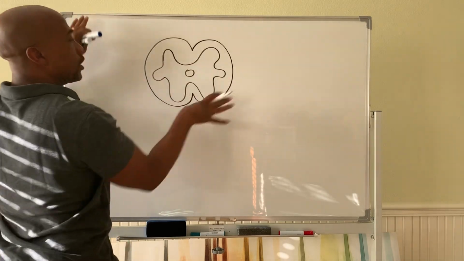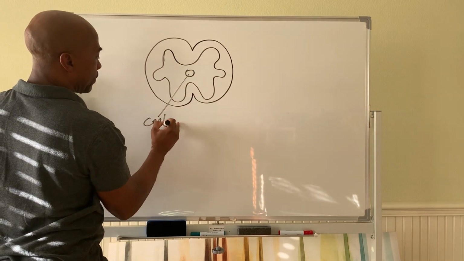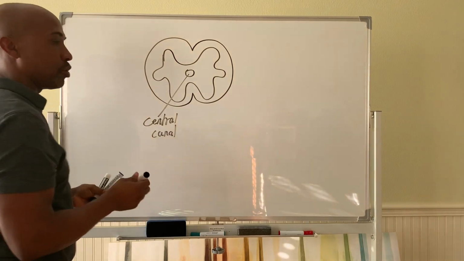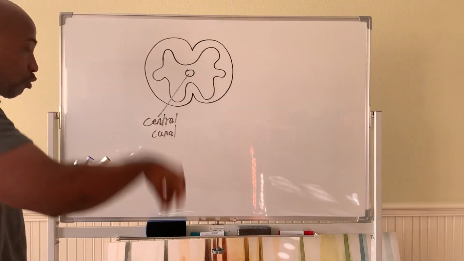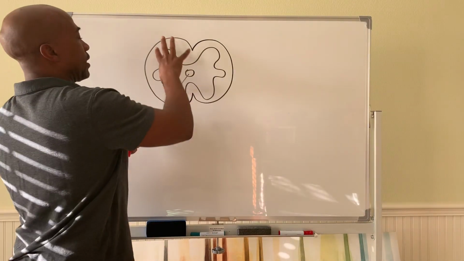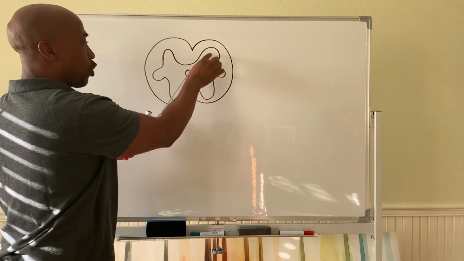So let's label this cross section as is. This is your central canal. That's the same thing that continues from the fourth ventricle in the brain, the central canal, which runs down the middle of the spinal cord. This outer part is white matter, this inner part is gray matter. So the inner gray matter is divided into horns.